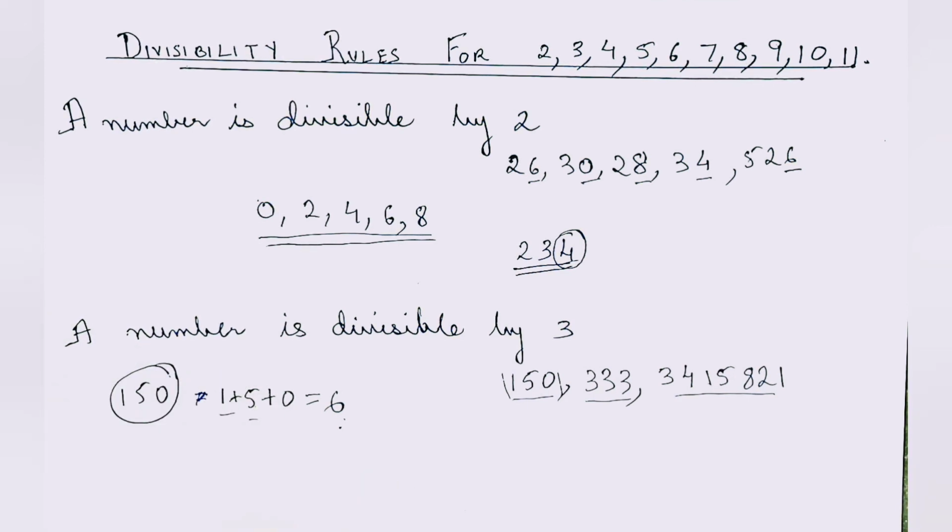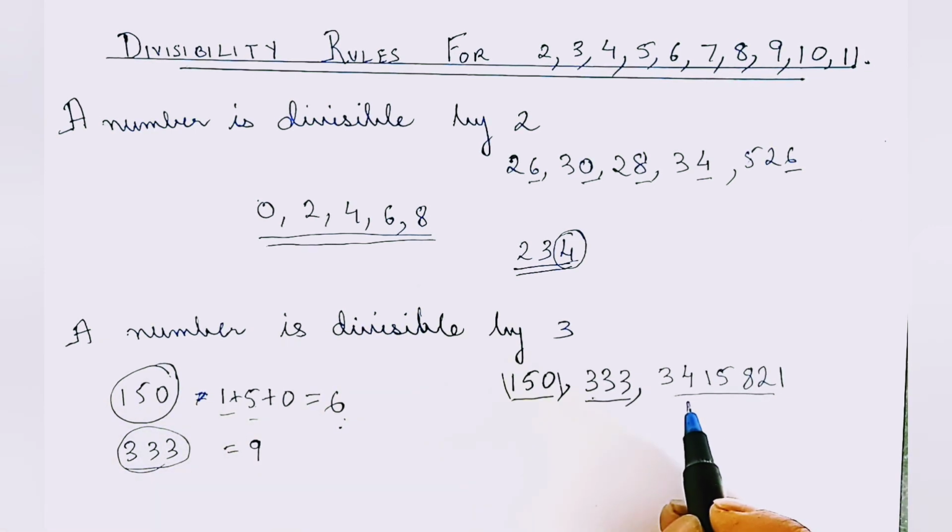Okay, now say this number, that is 333. It is very easily understood that this can be divided by 3, because if you add it also, what you will get, 3 plus 3 plus 3 is 9, and 9 is a multiple of 3. Yes or no?